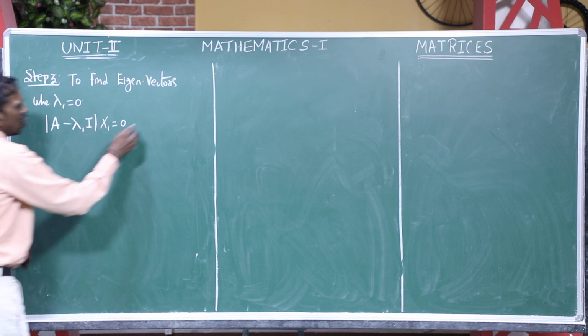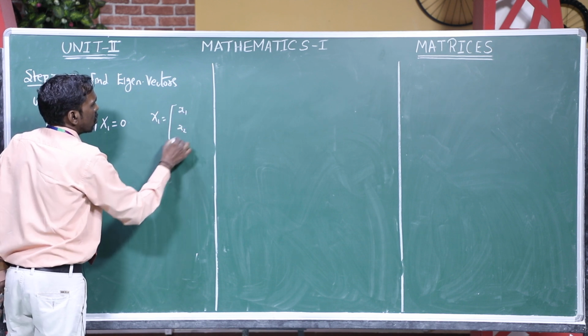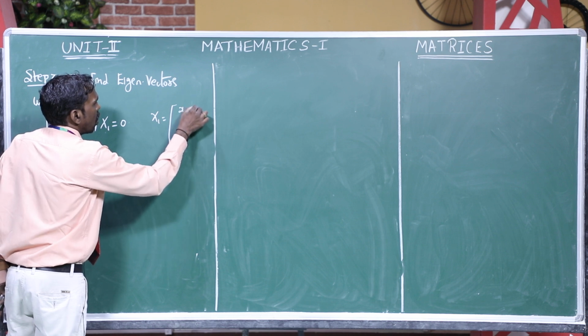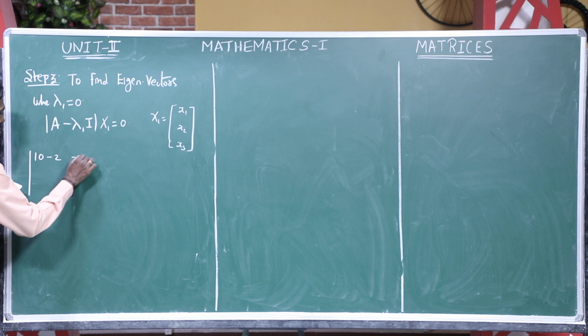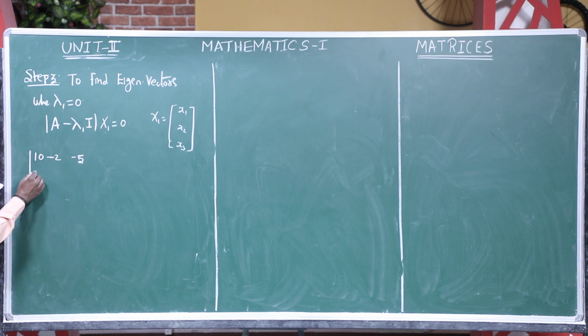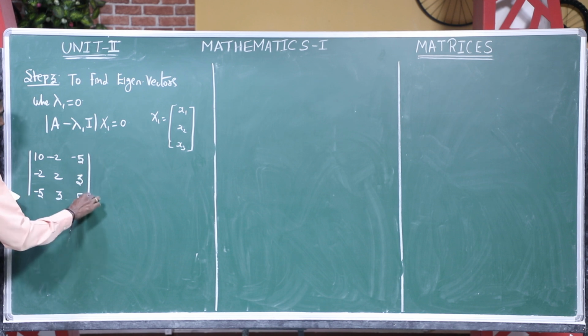So here, what is X1? Capital X1 will be small x1, small x2, then small x3. This is our eigenvector. Then what is lambda 1? Lambda 1 will be 0. What about I? I is the identity matrix. I can just substitute A. What is A in this given matrix? Our A will be 10, minus 2, minus 5, then minus 2, 2, 3, then minus 5, 3, 5. So this is our given A.